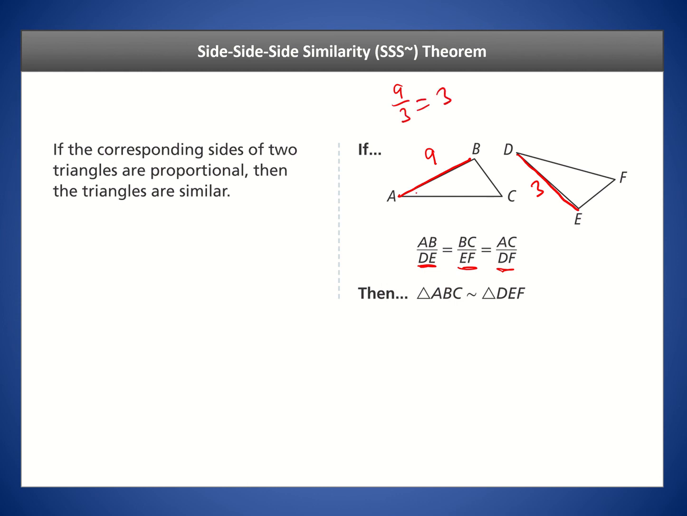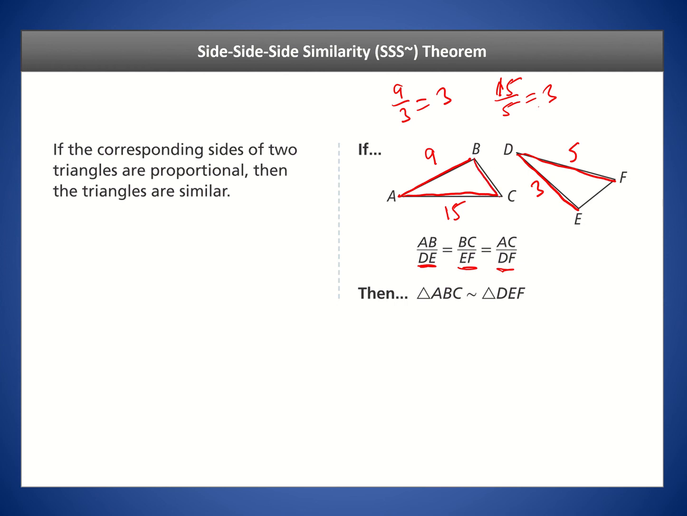And that would be the same ratio as if I, for instance, divided AC by DF. So if I took AC to be, for example, 15, and DF were 5, well then 15 divided by 5 would also be 3. And if I do this for all the corresponding sides and I get the same ratio, then the two triangles are similar.